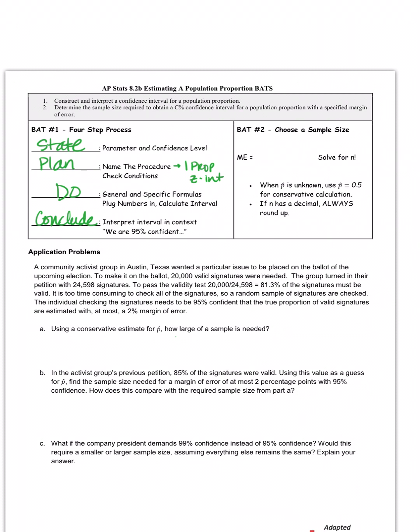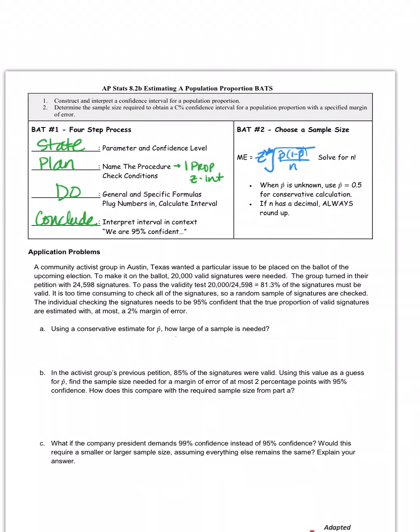Then the other thing that was new about this lesson was finding a sample size. What if they don't give you a sample size? They just tell you the margin of error. You just need to remember that margin of error consists of the z star times the standard error, and you solve it for n.